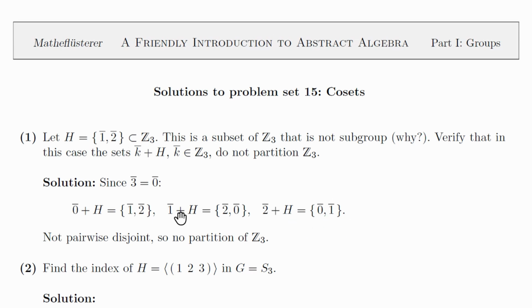1 bar. Okay, and clearly the union of all those gives me the whole group, but they are not pairwise disjoint, because for example here we have 2 bar as a common element, or here 0 bar as a common element, so no disjoint union, so these sets do not form a partition of the whole group. So we see it's important that this is a subgroup for the cosets to partition the whole group.